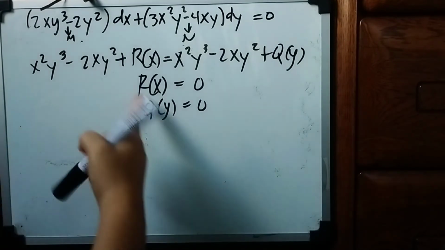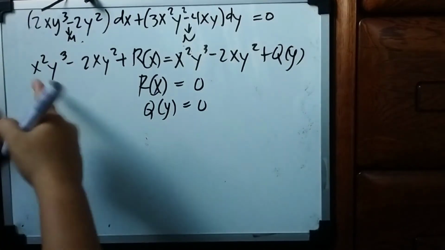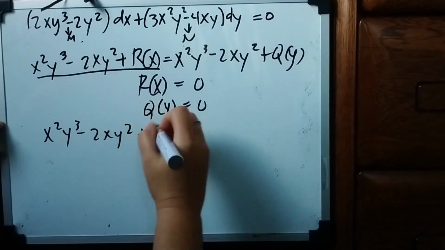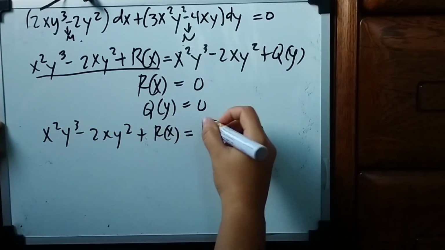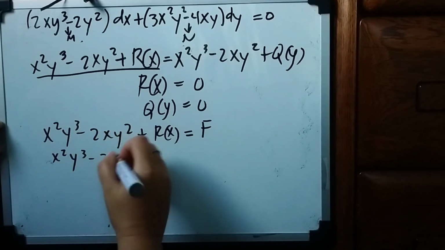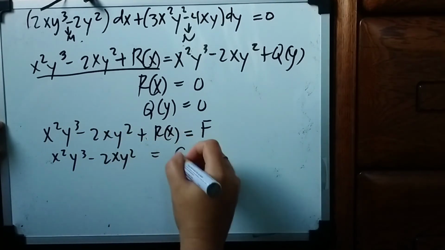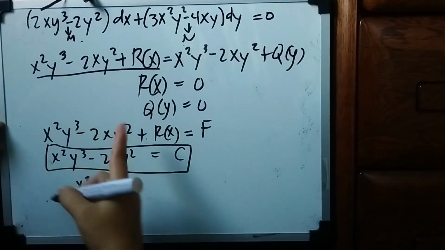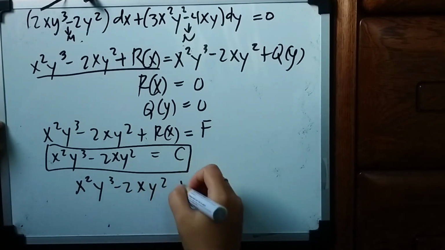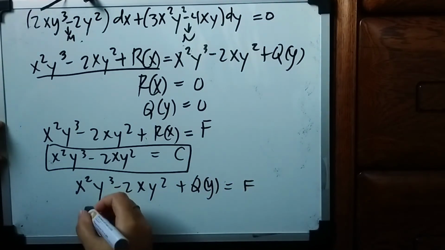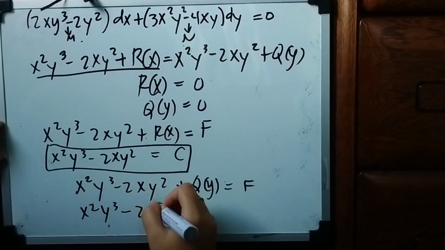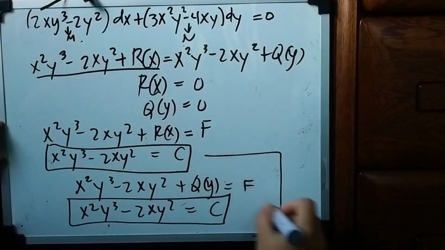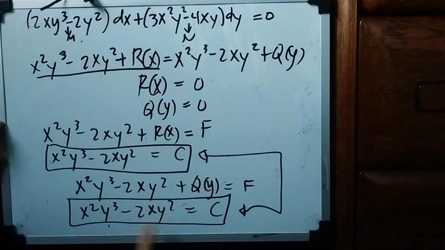And then we can substitute this to any of the two f's. So this one we will use the value of r(x), which is 0. f is equal to x squared y cubed minus 2xy squared. It's basically 0, so we will have our c. So this can be our general solution, and we will also try this if the two f's are equal. This is 0, so basically this is just the same. You can choose any of the two f's actually as your general solution.